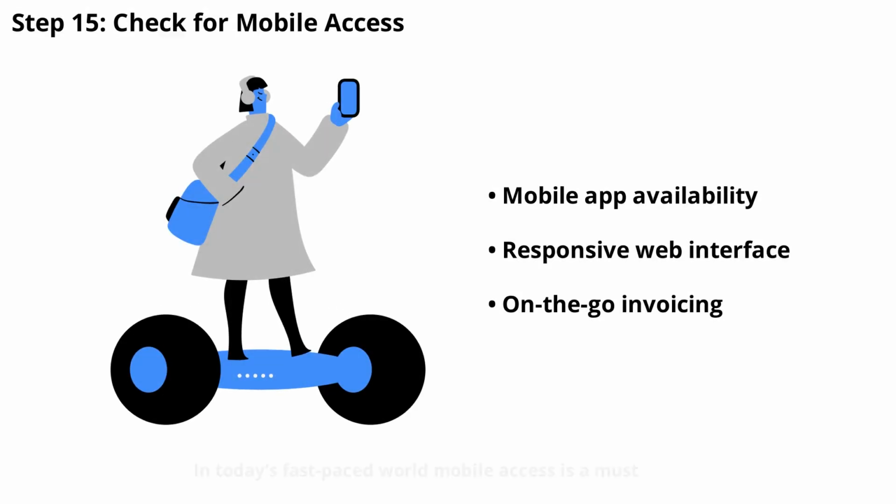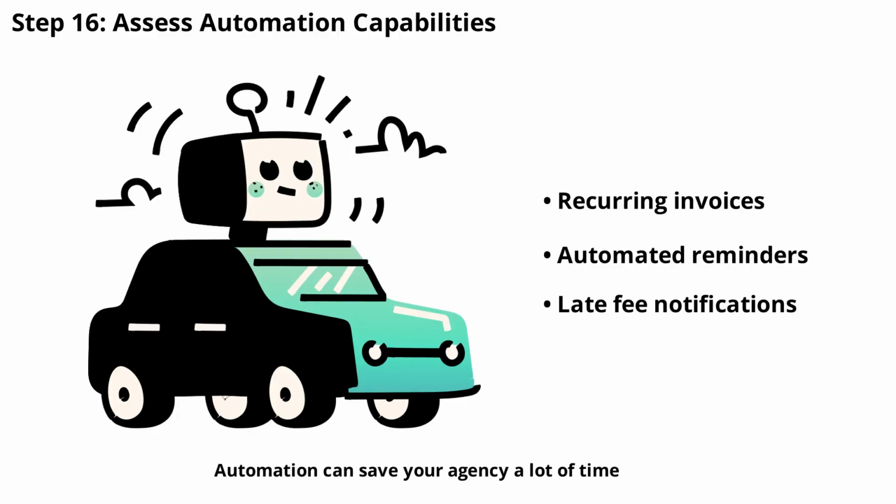In today's fast-paced world, mobile access is a must. Ensure the invoicing software has a mobile app or a responsive web interface. This allows you and your team to create, send, and track invoices on the go, keeping your agency agile and responsive to client needs.